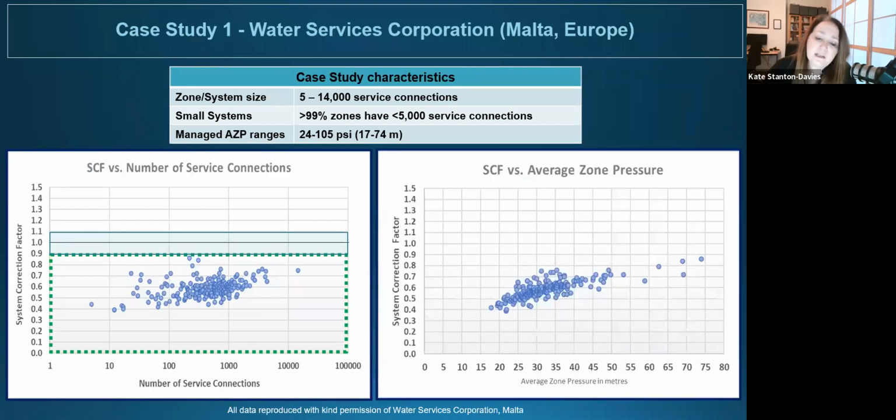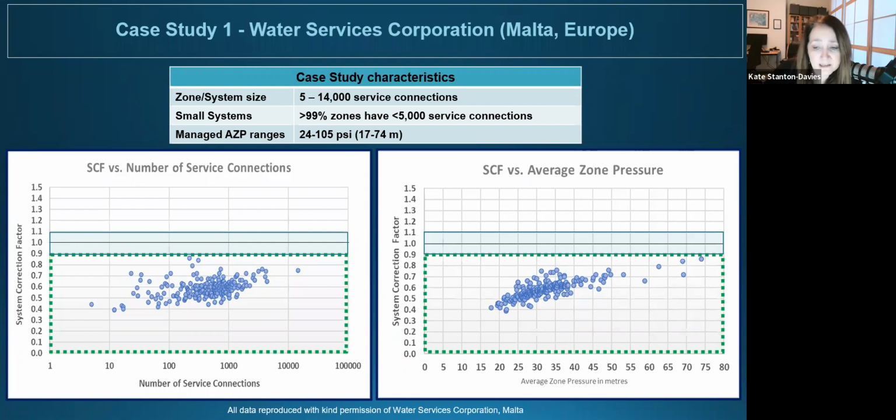We can also see the graph of the system correction factor on the y-axis against average zone pressure in meters on the x-axis. There's a beautiful trend you can see here that as the average zone pressure in meters increases, so does the value of the system correction factor. So this is just another way to see exactly the same data.